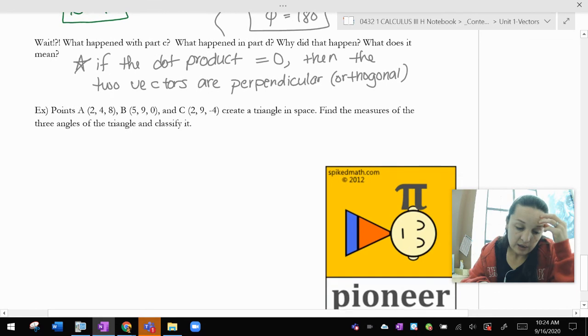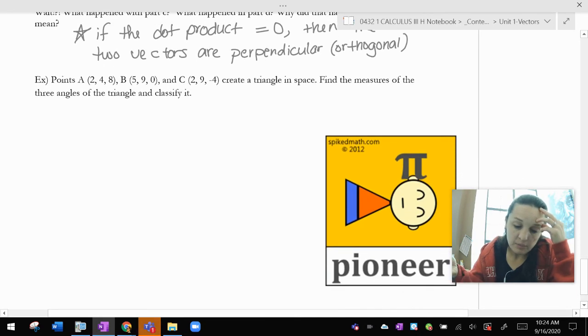All right, and the last thing, example: points A, B, and C create a triangle in space. Find the measures of the 3 angles of the triangle, and then classify it. So for this one, same thing. I don't want to make a whole video of me writing this stuff down. So why don't you give that a shot, pause this, and then come back.